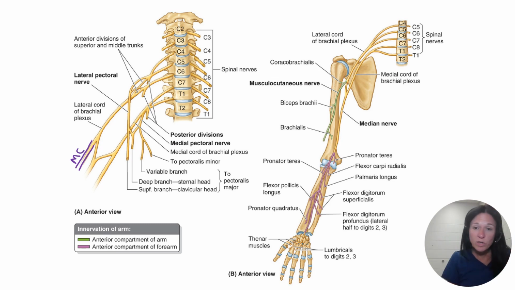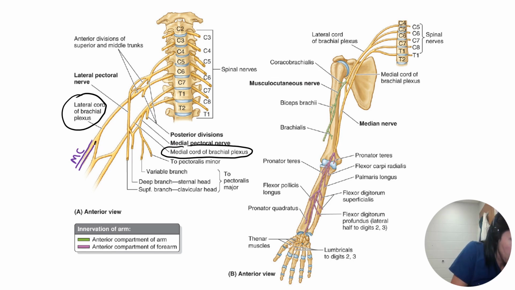And then when we talked about the median nerve, we said it gets contributions from the lateral cord and the medial cord. So here we can see our lateral cord and our medial cord giving contributions to form the median nerve.